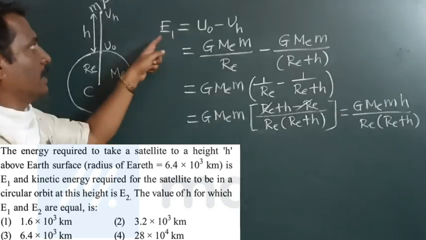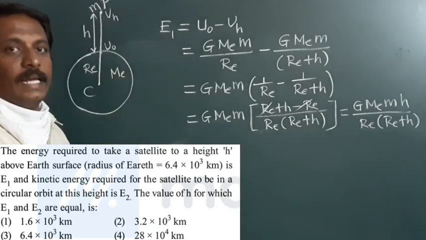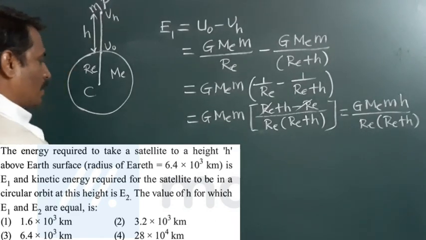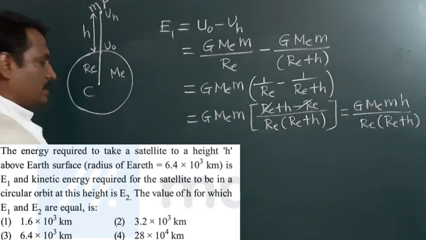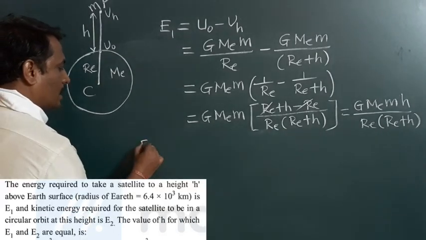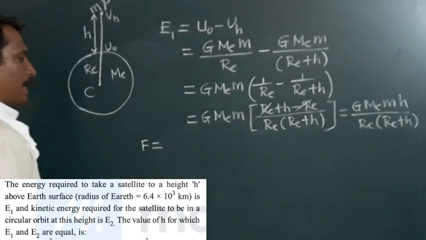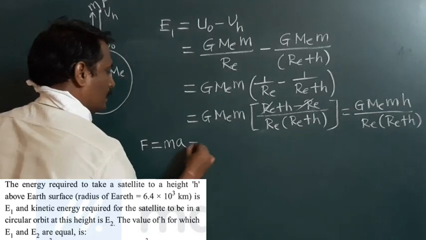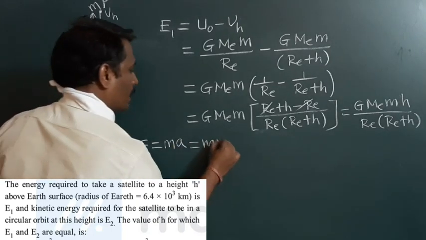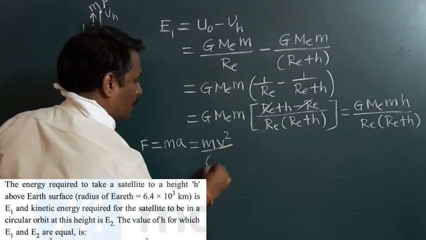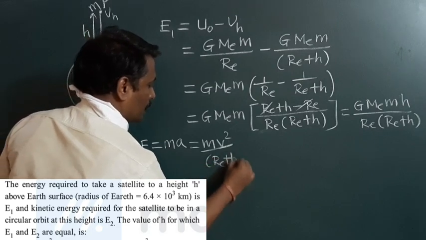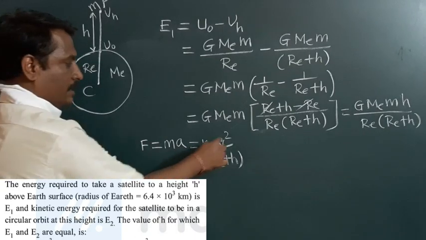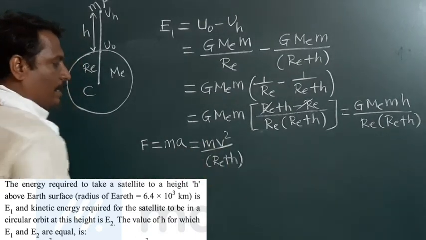But in the problem it is given that this is equal to the kinetic energy of the planet. Therefore let us find the kinetic energy. For that, first we apply Newton's second law of motion. According to Newton's second law of motion, the force acting on the planet is given by F is equal to ma. That is, a can be written as V square divided by RE plus H. You know the relation between acceleration and velocity, a is equal to V square by R. We have applied that formula.